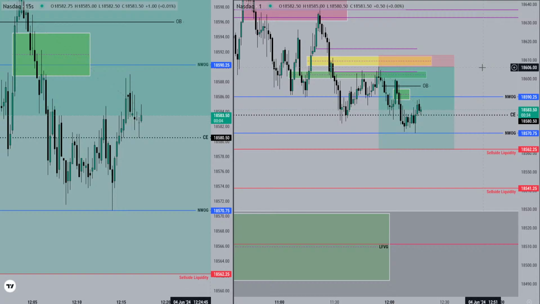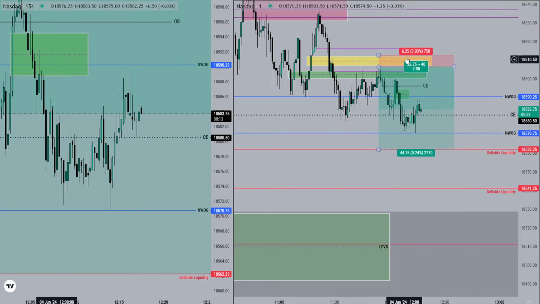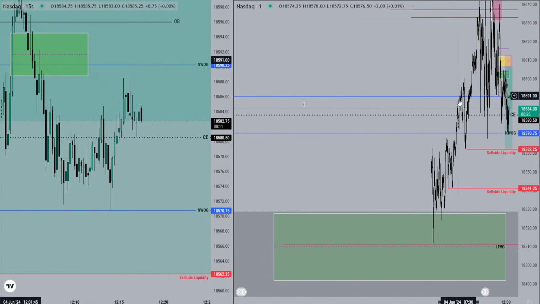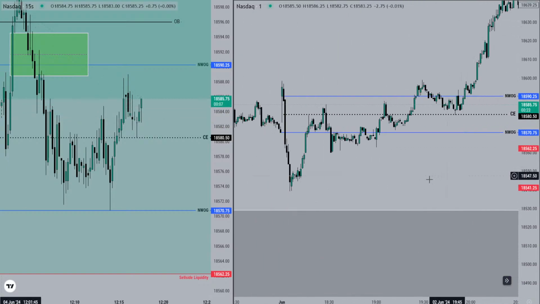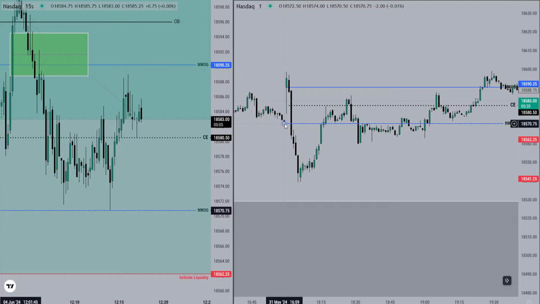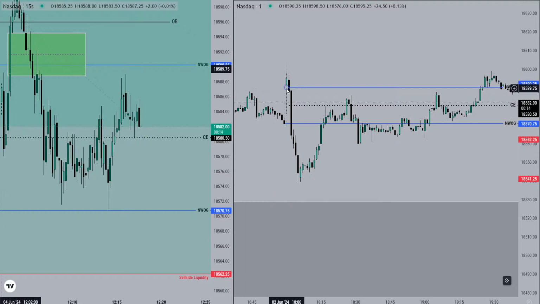How do you mark out the new week opening gap? Friday close and Sunday open, brother. Friday close and Sunday open. This is the closing of Friday, see, 4:59. The opening of Sunday, around 6 p.m., this is the opening. This is the close. This is my new week opening gap.